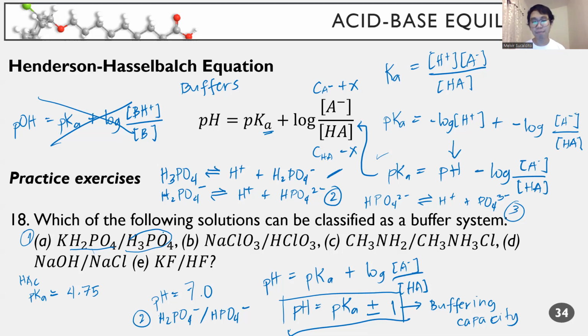Okay? Letter B. Obviously, kaya po. Sure? This is the HClO3, naman will, chlorate ion naman po yung conjugate. Tapos ang sodium naman wala gagawin. Yes, this can form a buffer solution, I think.